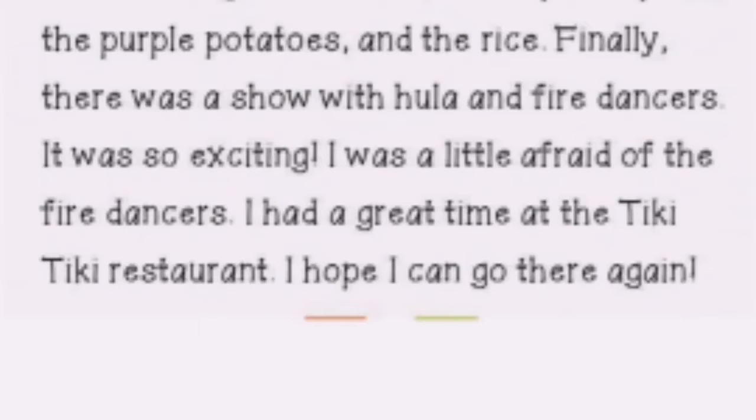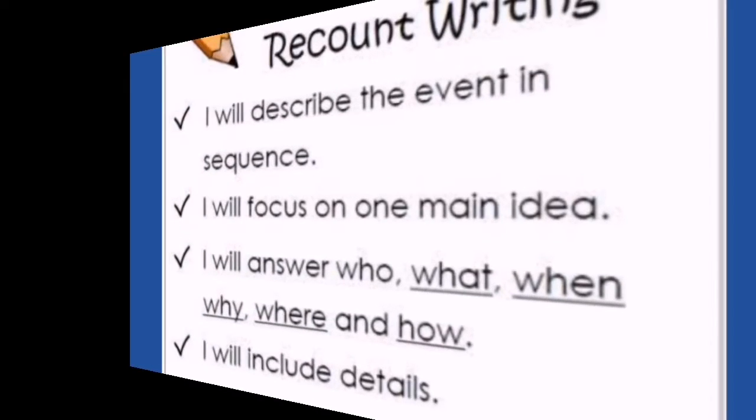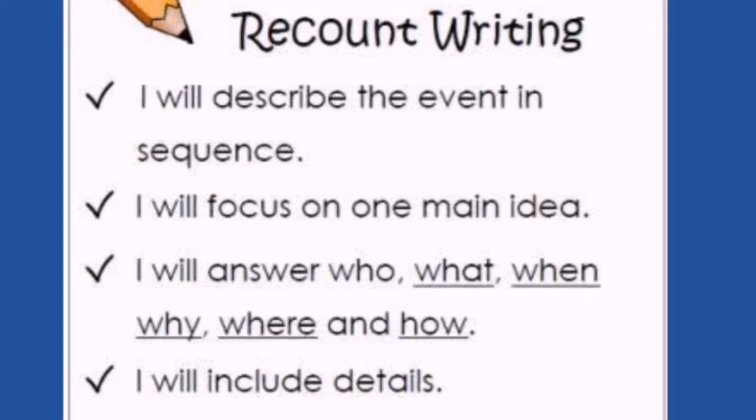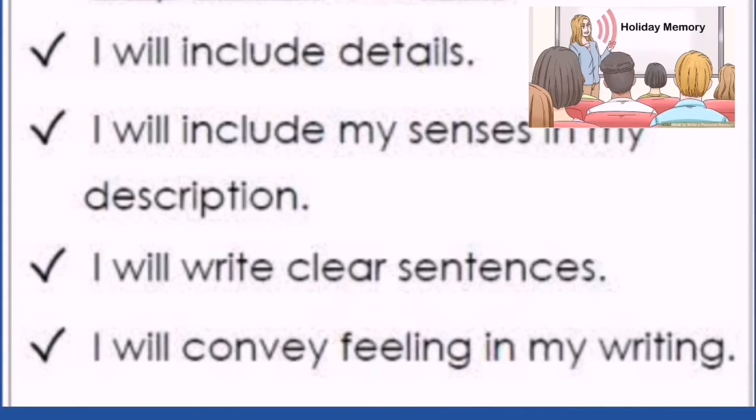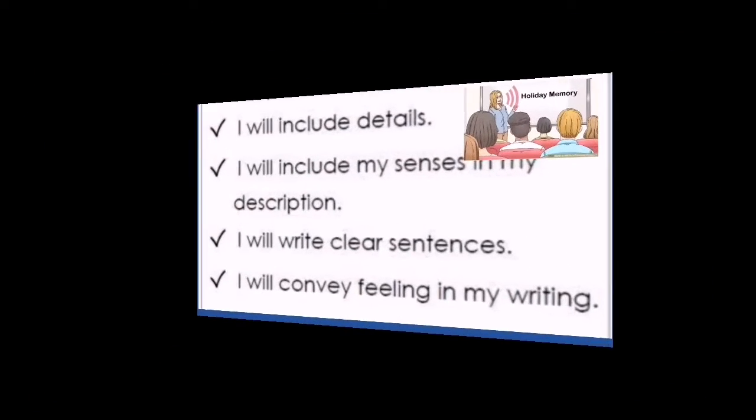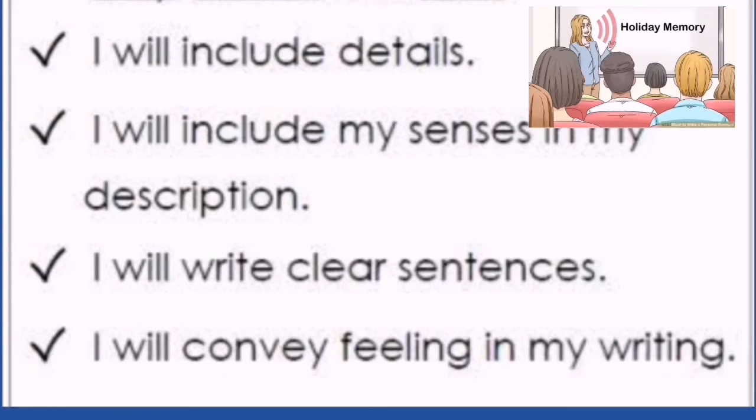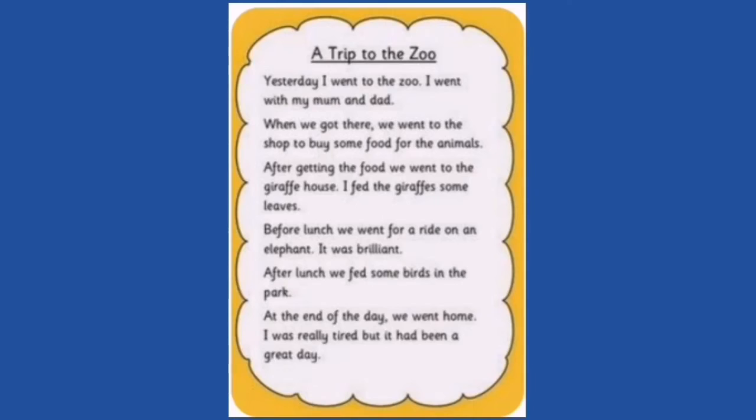Students, just check the transition words used by the writer in this account writing, like first, then, and finally. Students, let's read some points to keep remember in recount writing. If I am assigned to write a recount, I'll keep these points in my mind. For example, I'll include details, I'll include my senses in my description, I'll write clear sentences, I'll convey my feelings in my writing, and I'll give all the details in a sequence.